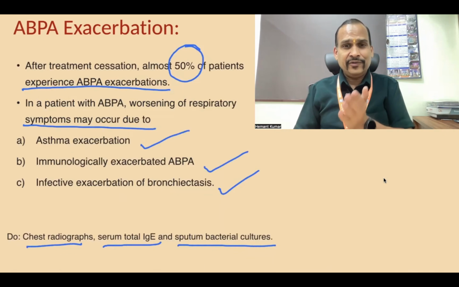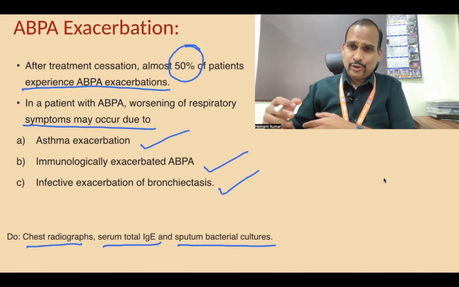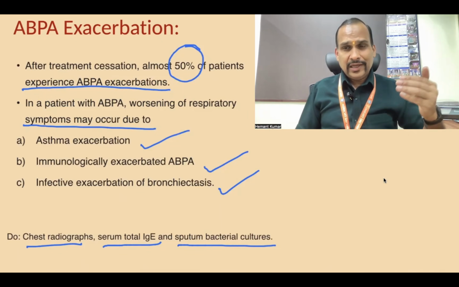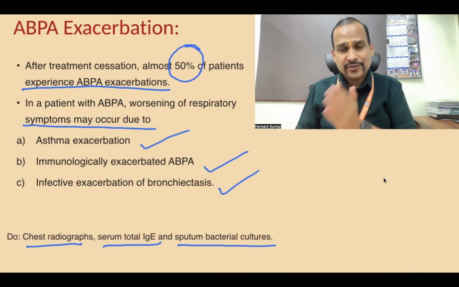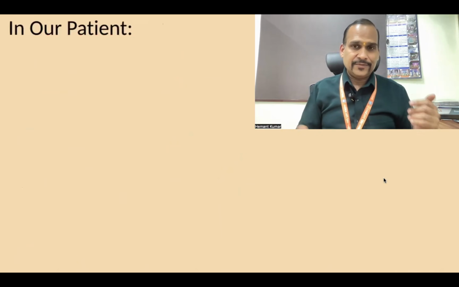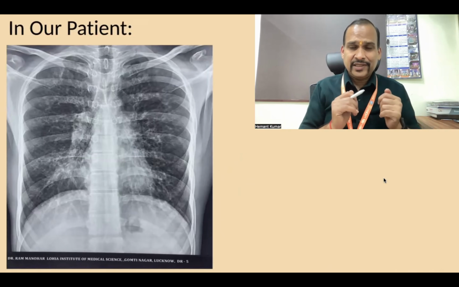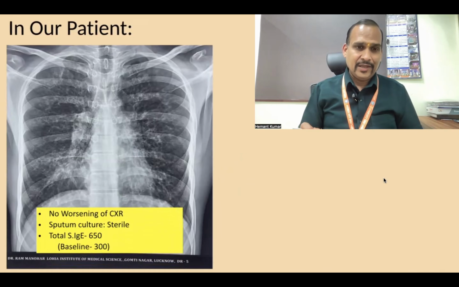If the patient is having high grade fever, purulent sputum, and high TLC count, they may show acute exacerbation of bronchiectasis. So to label as an ABPA exacerbation, we have to rule out asthma exacerbation and bronchiectasis. In our patient, we repeated the X-ray. The X-ray was similar to the previous baseline X-ray.